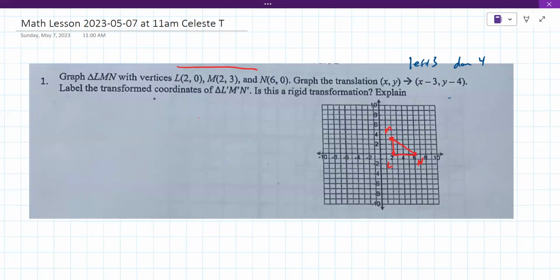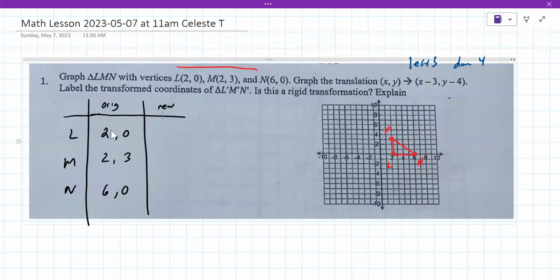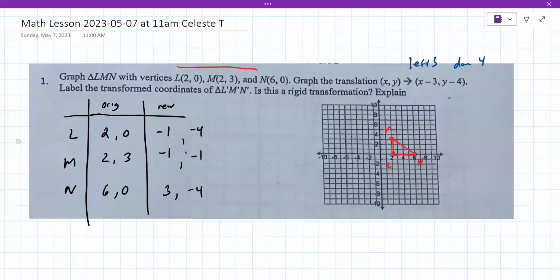So one of the things you might consider doing here is actually making a table of the new and the old, and I'll also label it with the letters. So we've got L, M, and N, 2, 0, 2, 3, 6, 0. And then for the new, we're going to go left 3 on each of them. So we're going to subtract 3 from each of the x values: -1, -1, and 3. And then for the next ordered pairs, we're subtracting 4 from the y values: -4, -1, -4.